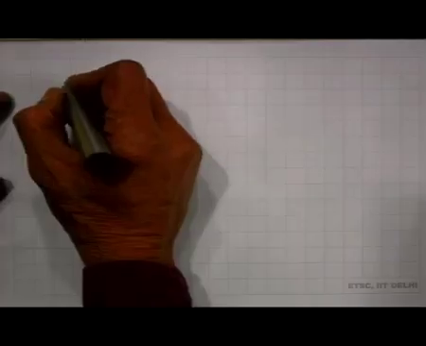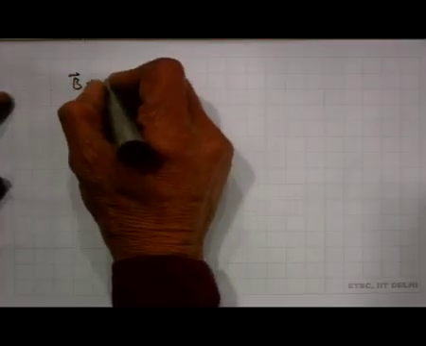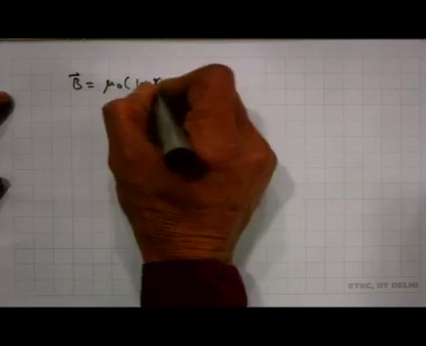Now, I know the relationship between the H vector and the B vector. B is equal to mu naught times (1 plus chi m) times H.